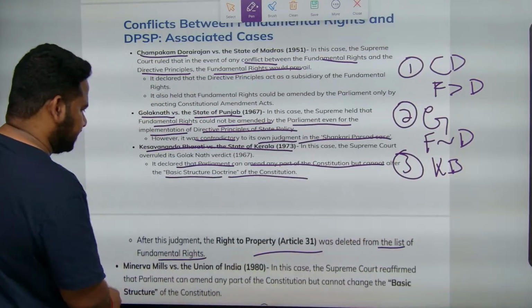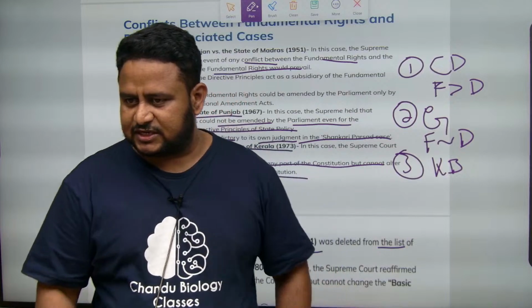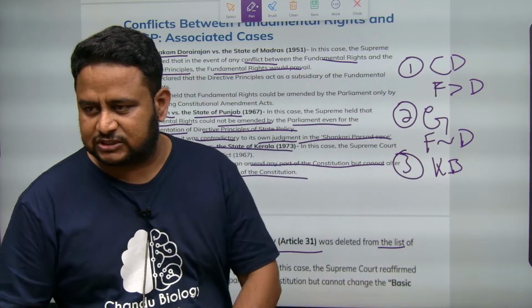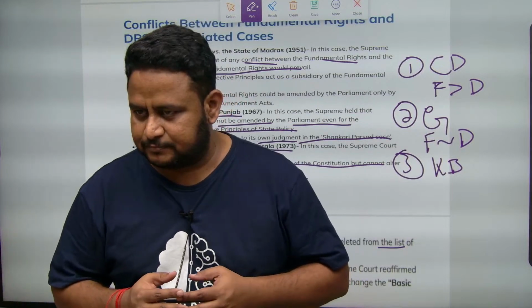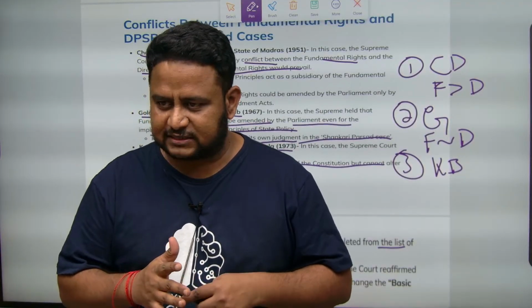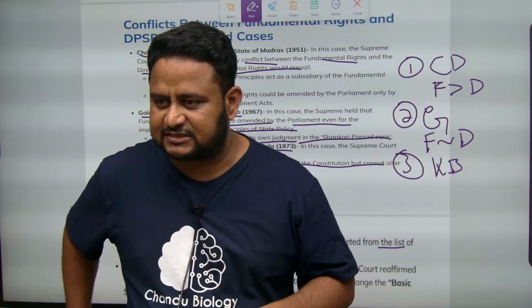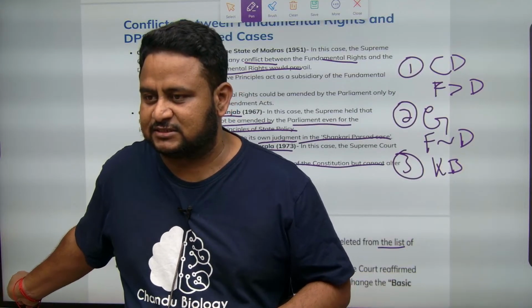Now, after the judgment, the right to property, Article 31, was deleted from the list of fundamental rights. So through which case was Article 31 deleted? Article 31 was deleted through the Kesavananda Bharati case. Actually, through which amendment? Through the 42nd Amendment it was removed. But in which case was it actually decided? In the Kesavananda Bharati case. This also you should remember.